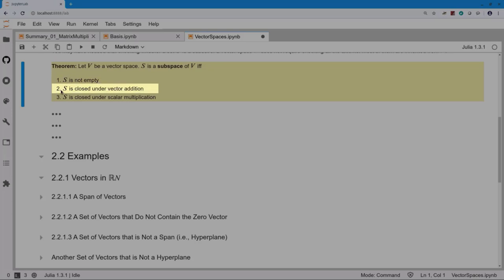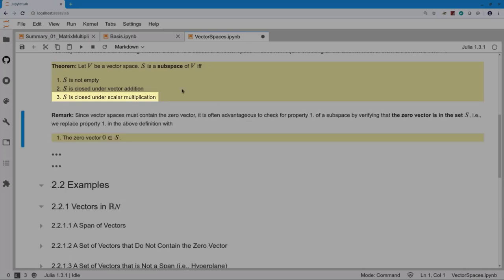The second condition is that this set must be closed under vector addition. So adding two vectors in S, I'm still in S. The third one is closed under scalar multiplication. Take a vector in S, scale it by some factor, we're still in S.